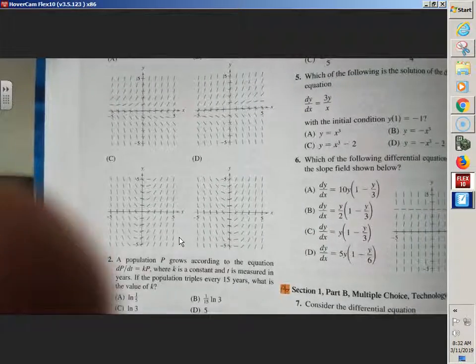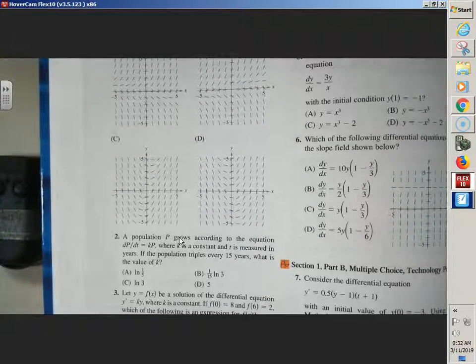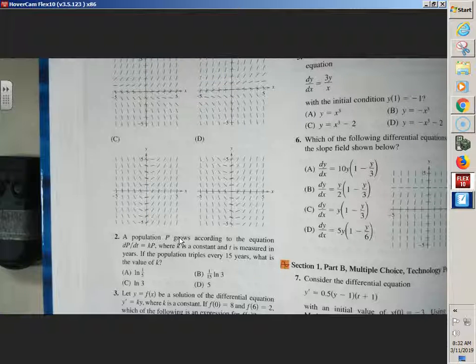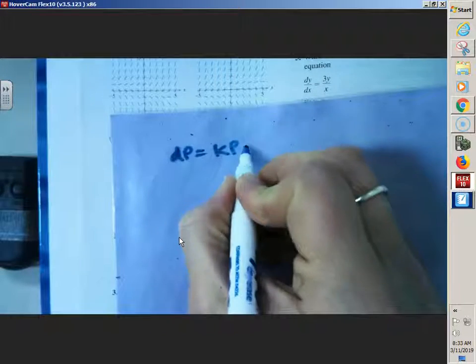Number 2, you guys had a question on. Number 2 says a population P grows according to the equation. Isn't that a differential equation, guys? Who's your y? P, and who's your x? T. So what do you think my advice is going to be as far as how to start? Multiply both sides by dt. If you multiply both sides by dt, you'll end up with dP equals k times P times dt.